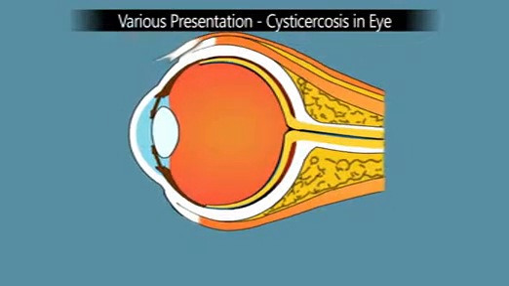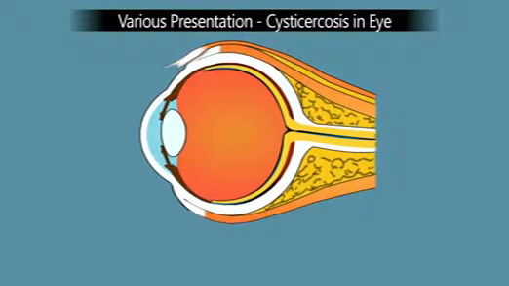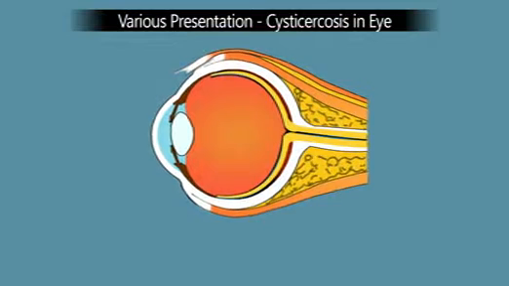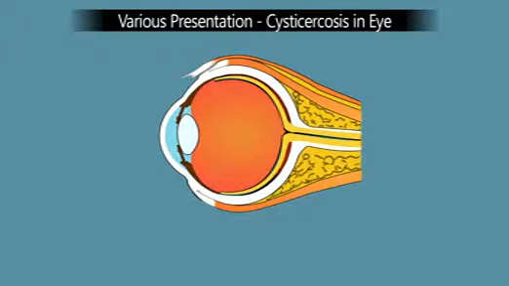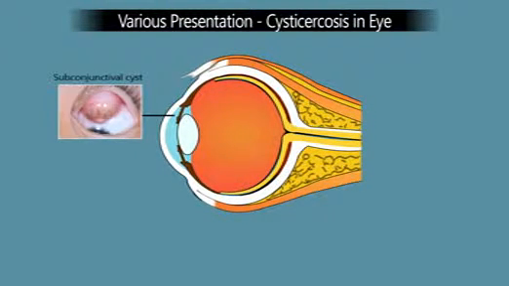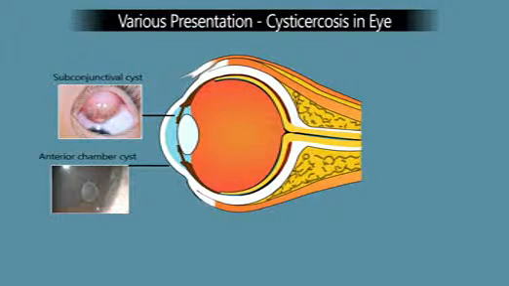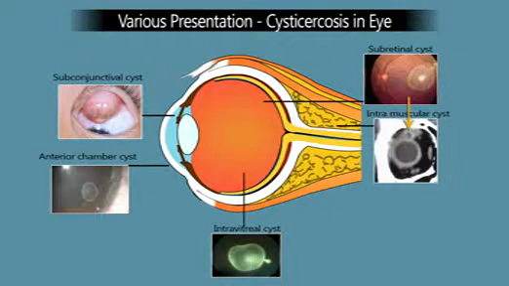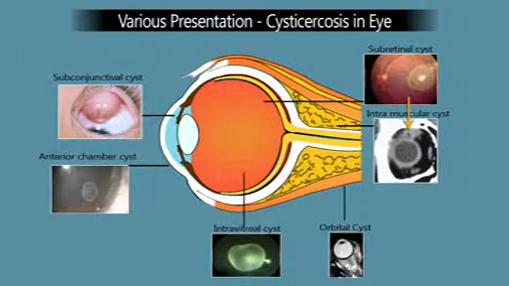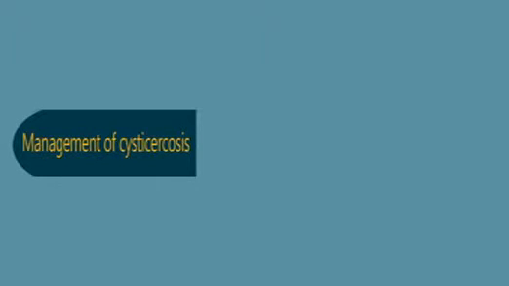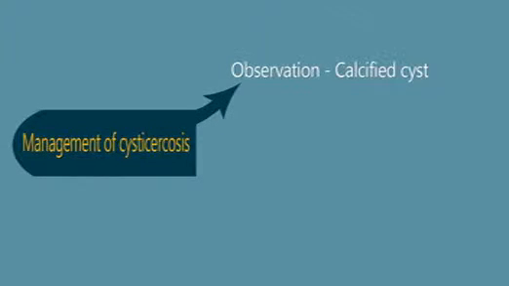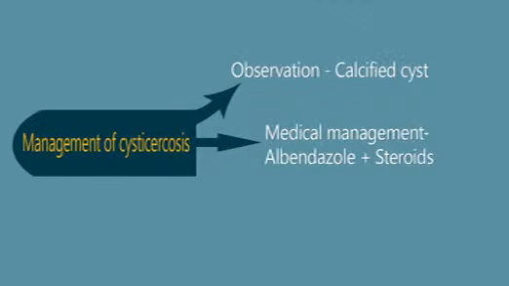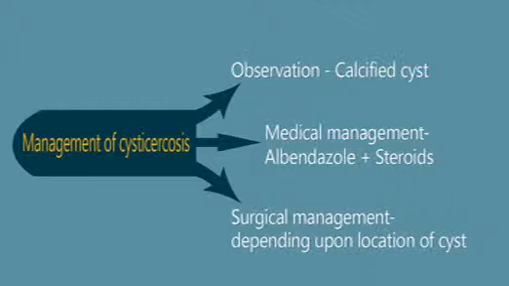As reported in the literature, there are various presentations of cysticercosis in the human eye. For example, in the subconjunctival space, anterior chamber, vitreous, subretinal space, ocular muscles, and the orbit. The treatment options available vary from observation in cases of calcified cysts, to medical management and surgical removal.